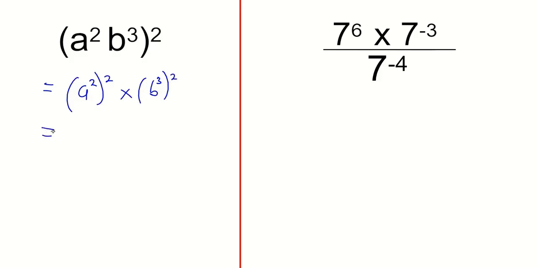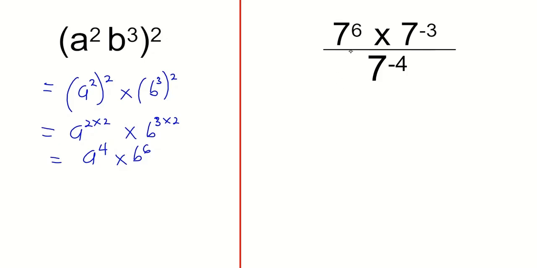So we continue. Now we multiply the exponents. So that is a exponent 2 times 2 times b exponent 3 times 2. And that gives us a exponent 4 times b exponent 6. So this ends it. Now we go to the next one.